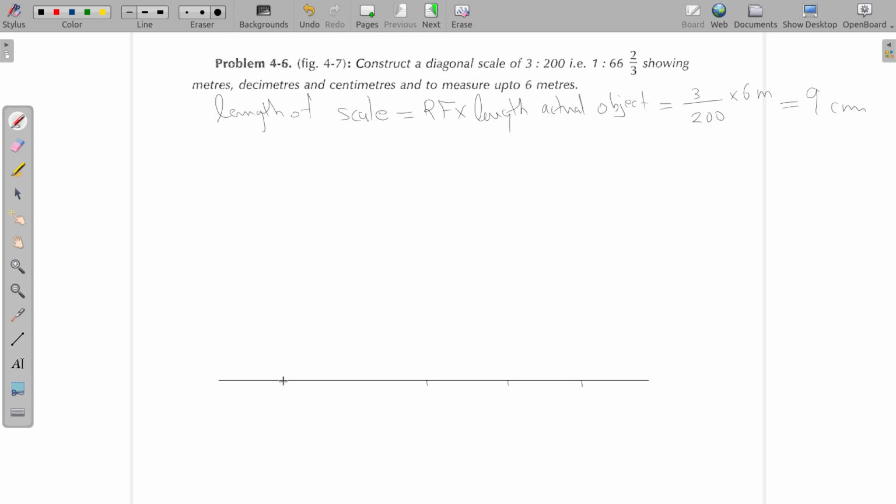So we divide it into 6 parts and mark 0, 1, 2, 3, 4 and 5. Now we can show meters here, and that must also show centimeters and decimeters. So to show decimeters, just like we have already done, you can draw a line which is 5 centimeters long.